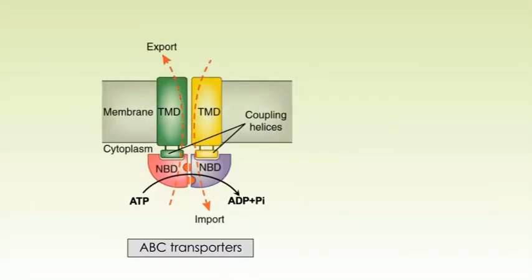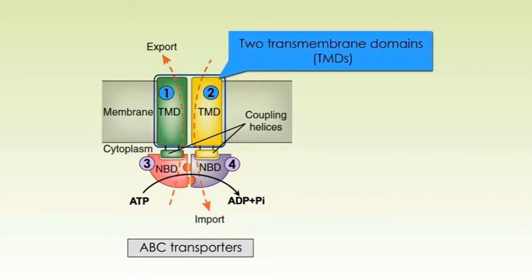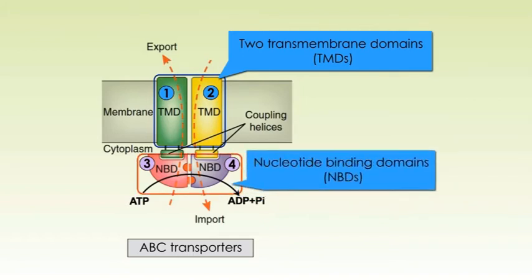Now let's study the structure and transport mechanism of ABC transport proteins. ABC transporters have a characteristic architecture which consists minimally of 4 domains: 2 transmembrane domains or TMDs embedded in the membrane bilayer, and 2 cytosolic domains designated as the nucleotide binding domains or NBDs located in the cytoplasm.